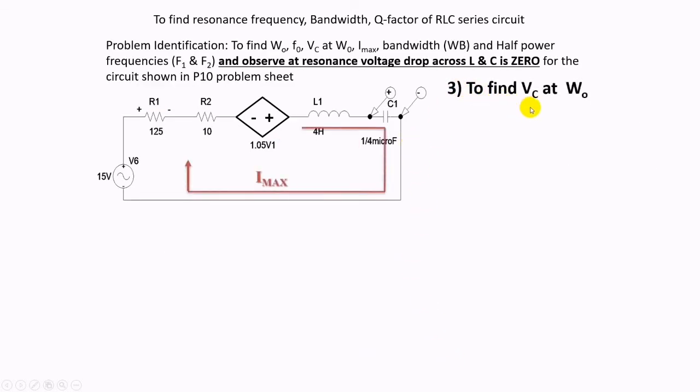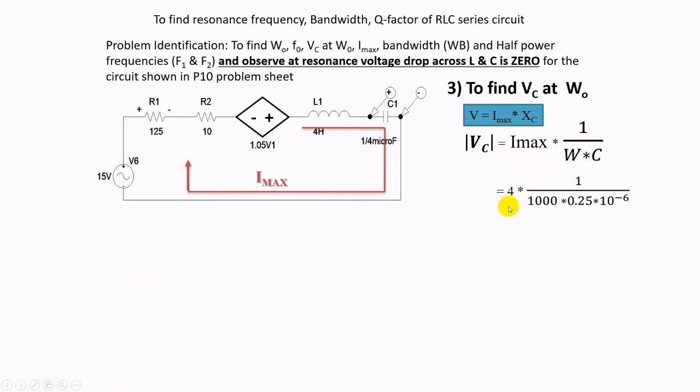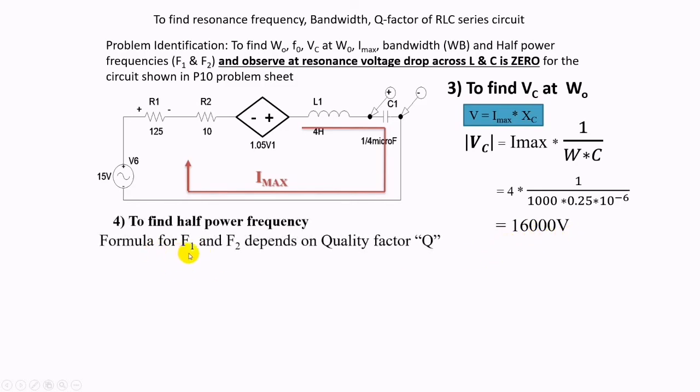To find VC at W0, we know that V equals Imax into XC, so VC equals Imax into 1 by W into C. By substituting the values, we get VC equals 16,000 volts. To find the half power frequencies, the formula for F1 and F2 depends on the quality factor Q, and we know that Q equals W0 into L by R. By substituting the values, we get Q equals 1066.67, as Q is greater than 1.